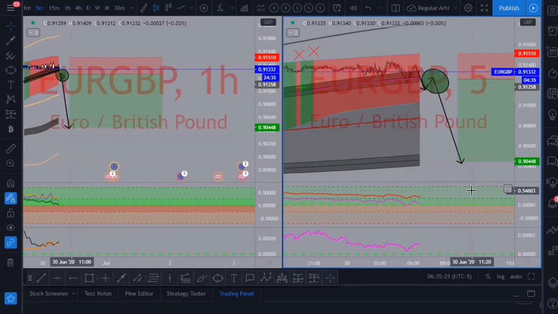Already in motion with gold. Let's take a look at GBP AUD.